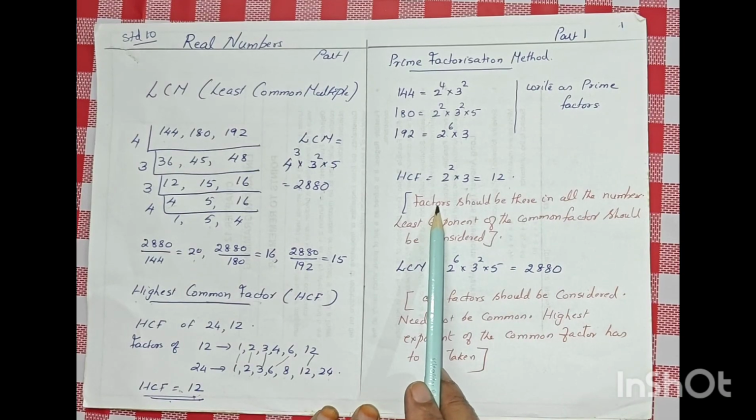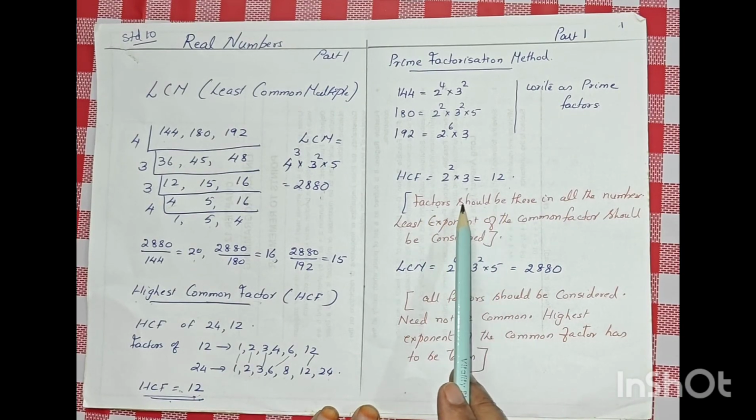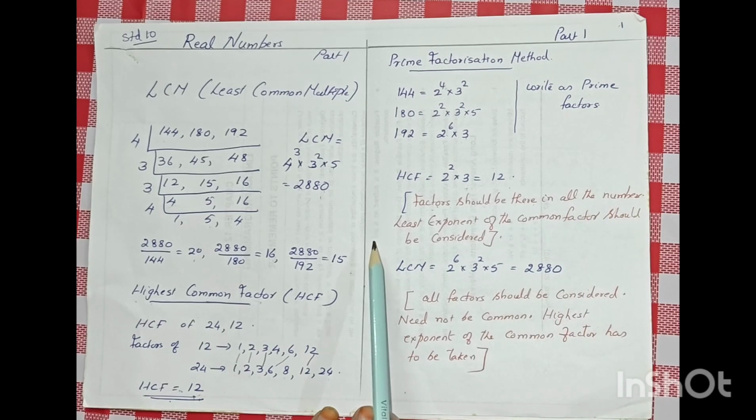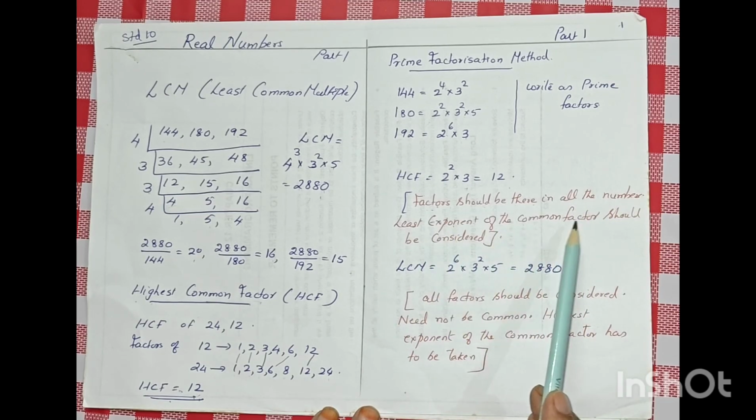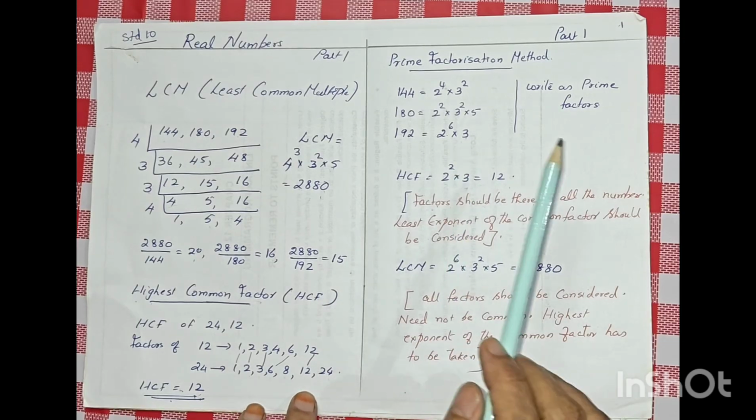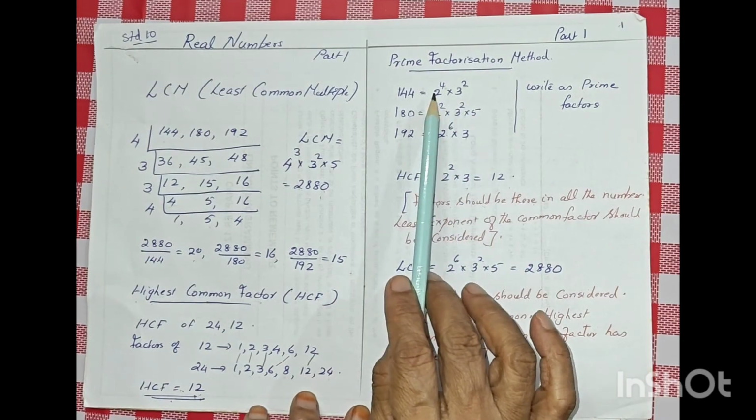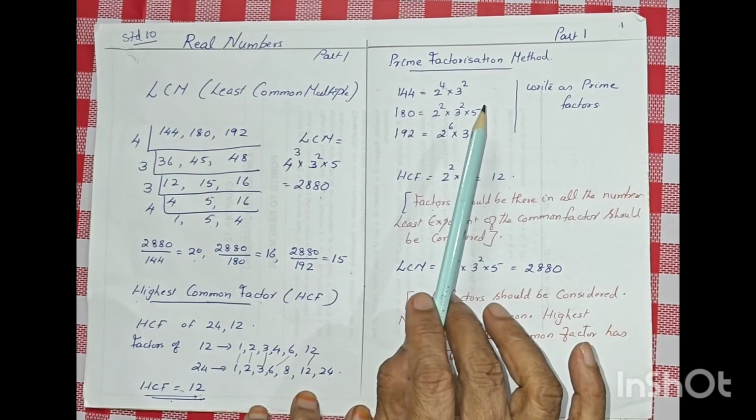So the rule is that the factor should be there in all the numbers, and the least exponent of the common factor should be considered.